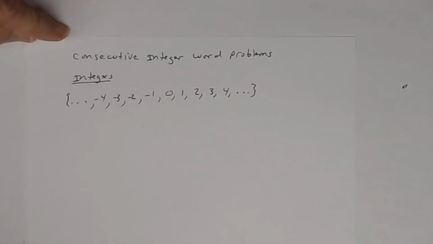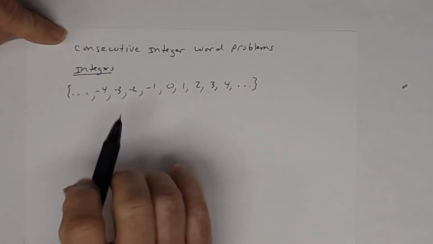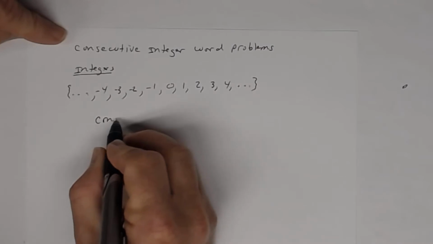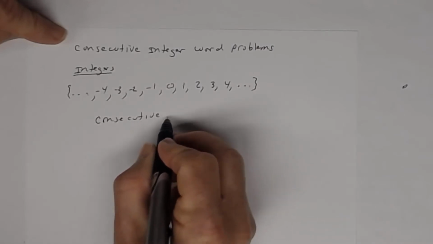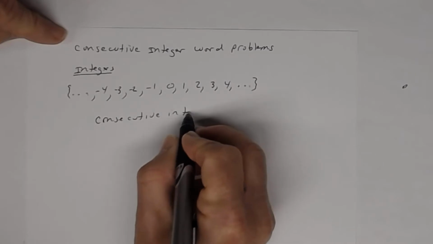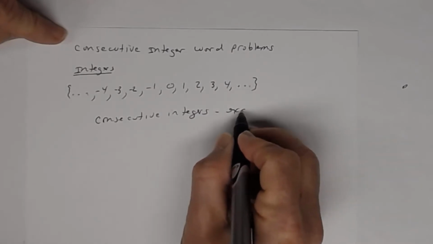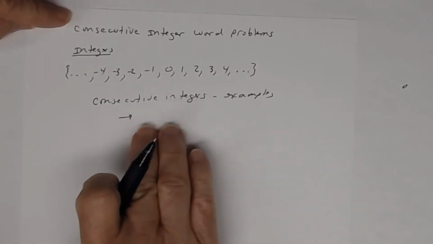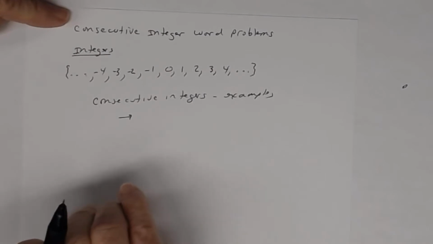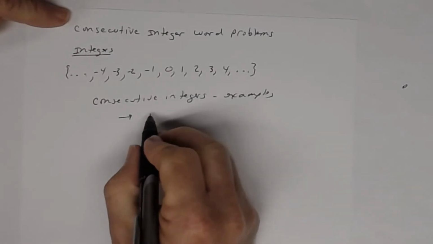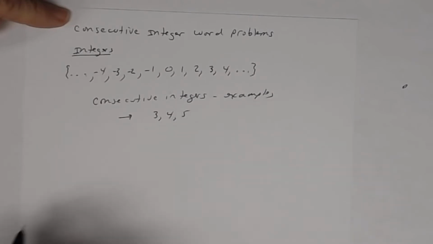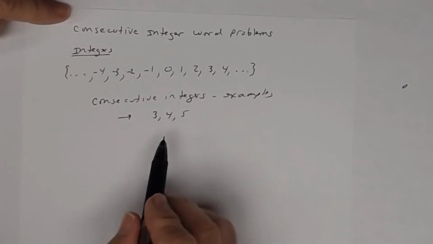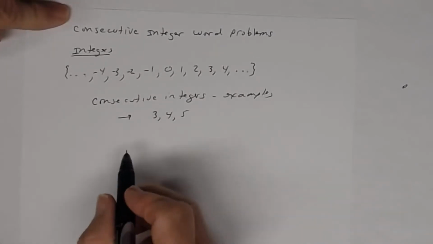Okay, so now that you know what integers are, let's talk about what we mean by consecutive integers. All right, so these are examples of consecutive integers. So the first one, this set of integers are considered consecutive integers. 3, 4, 5. So the first integer is 3. The next integer, if you count them on your finger, will be 4. The next integer is 5.